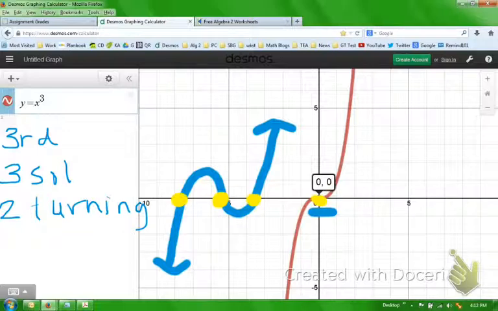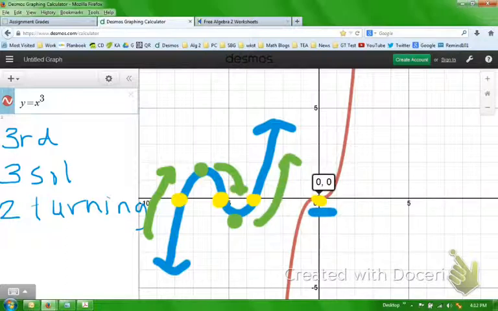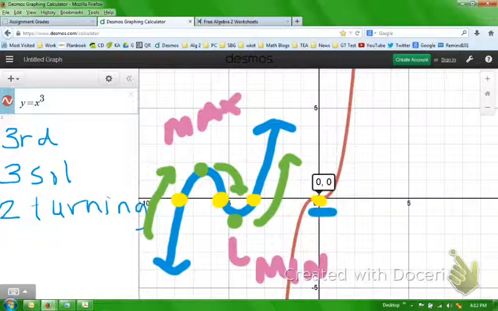Still a third degree. This one could be what's called a repeated solution. And if you notice, we have 2 turning points. And our turning points are right here and right here. So we're going up, we hit that point, then we go down, hit that point, and go up. So that's what I mean by turning points. This one at the top is a max because it's a relative maximum. It's a high point. This one is a relative min. That's a low point.